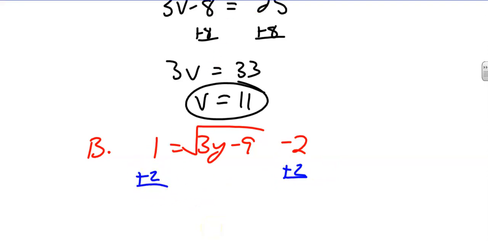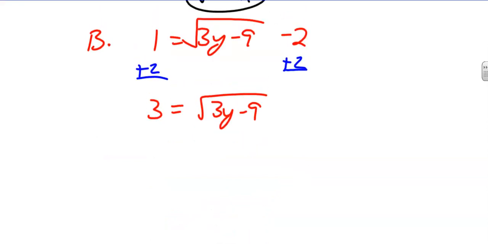So now it's 1 plus 2. So you get 3 equals the square root of 3y minus 9. So that now when you move that negative 2 over, it turns it into a positive 2, and now we're good to go. Now, if you'd gotten here and this had been negative 3, that's when you would say no solution. But again, because it was a negative 2 here, once we move it over, now it's positive. So now we can go back in and square both sides.